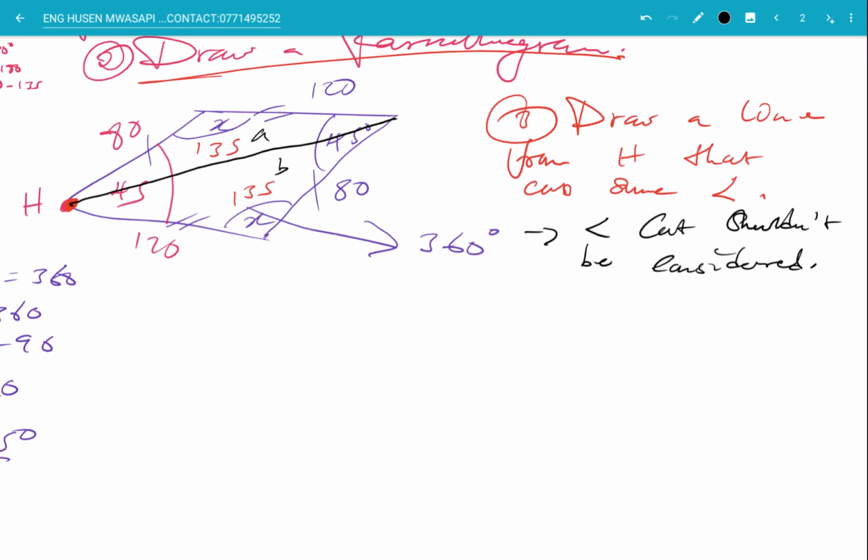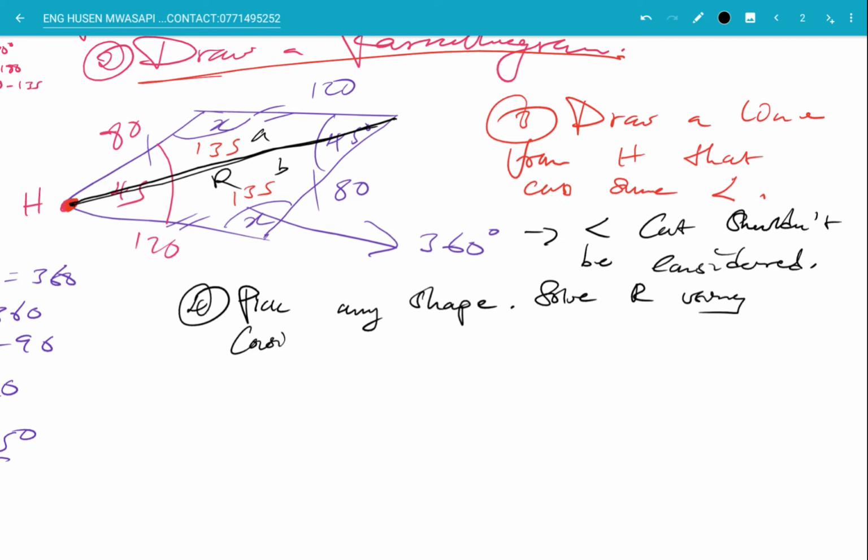From there, pick any shape. Once you pick any shape, this line that you just drew is a resultant. Once you pick the shape, solve for R using the cosine rule. You learned this in grade 12, as most lecturers will tell you. But basically, yeah, it's actually true, you did learn it in grade 12.